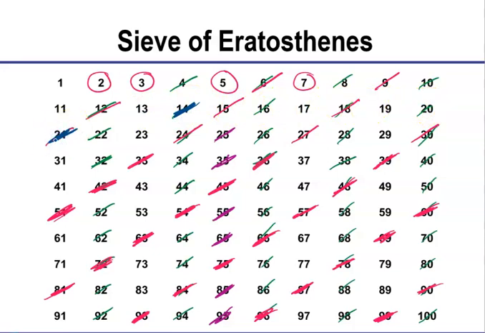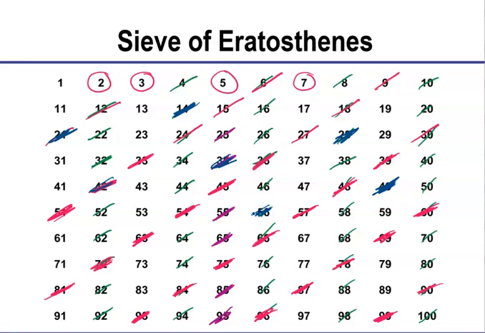Or you can look at all the multiples of 7. You know, 3 times 7 is 21. 4 times 7 is 28. 5 times 7 is 35. 6 times 7 is 42. So far, they're all marked out. 7 times 7 is 49. There's a new one. 8 times 7 is 56.